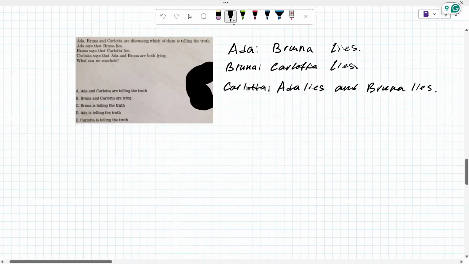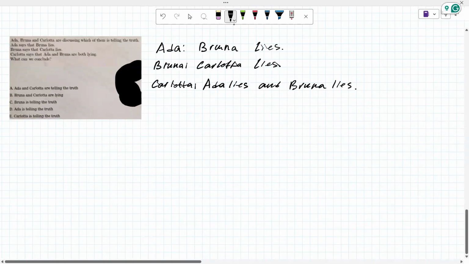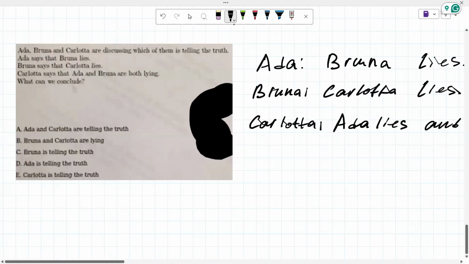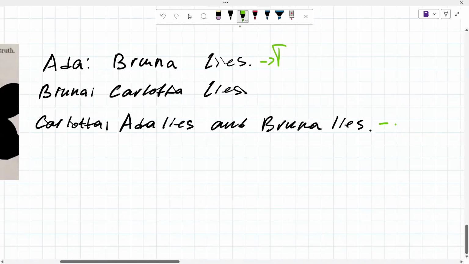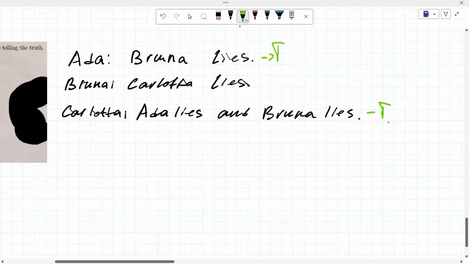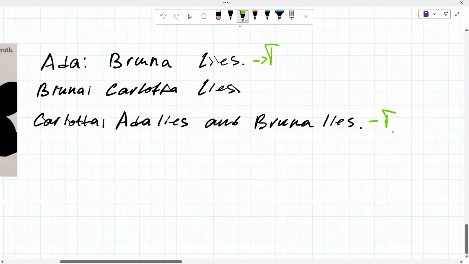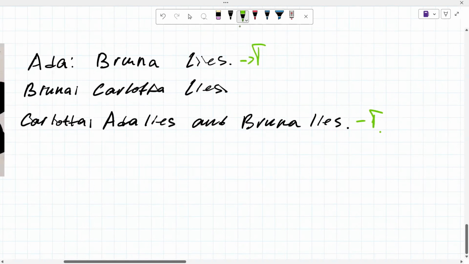Okay, now what we need to do is check all 5 possible choices. Let's go for A. In A, it says Ada and Carlota are telling the truth. We need to assume that the statement of Ada is true and the statement of Carlota is true. Do you see any inconsistency or contradiction here? Can they both tell the truth at the same time?